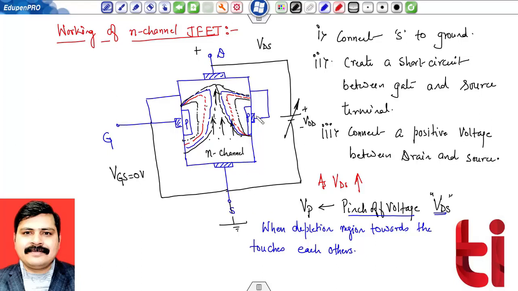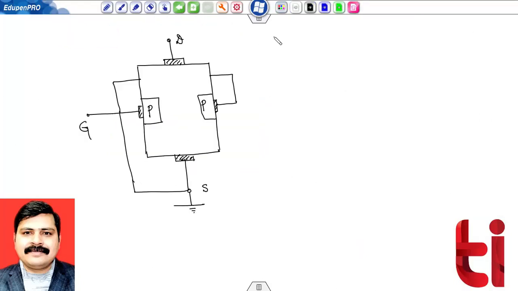Okay, so let us discuss the answer of this problem. For better understanding, I have prepared a similar schematic keeping my VGS equals to 0 volts, the source terminal grounded, and suppose my VDS is plus 2 volts, and I am assuming that in this N channel the distribution of charge carriers is uniform.